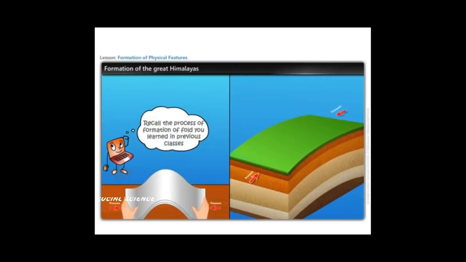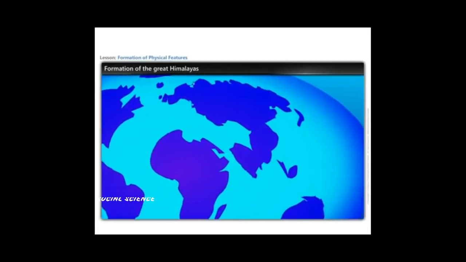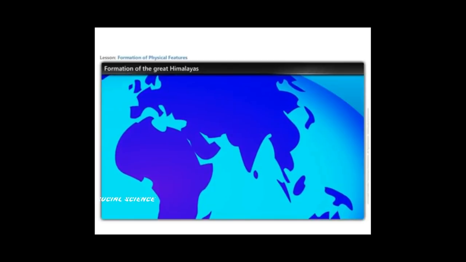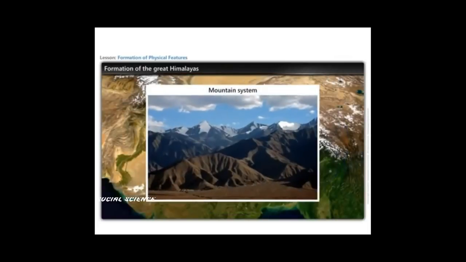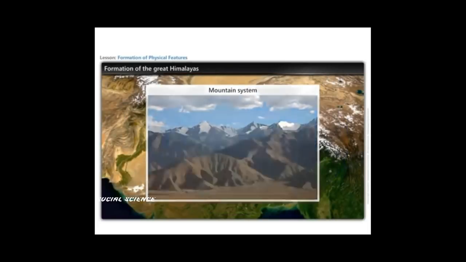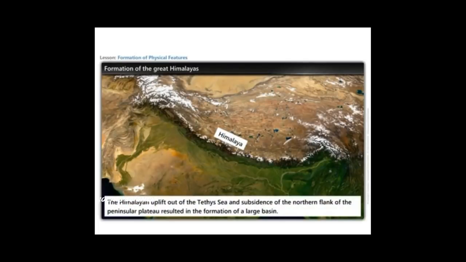Recall the process of formation of fold you learnt in previous classes. Something similar happened here due to the collision of the plates. The sedimentary rocks which were accumulated in the Tethys Sea were folded to form the mountain system of Western Asia and Himalaya. The Himalayan uplift out of the Tethys Sea and subsidence of the northern flank of the Peninsular Plateau resulted in the formation of a large basin.